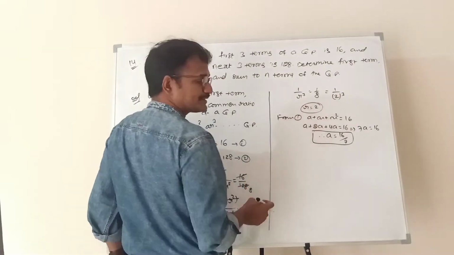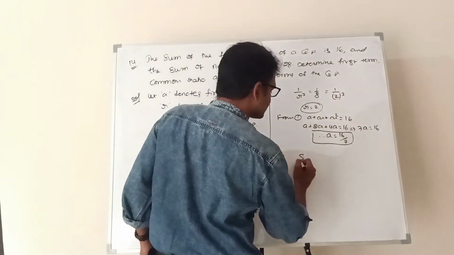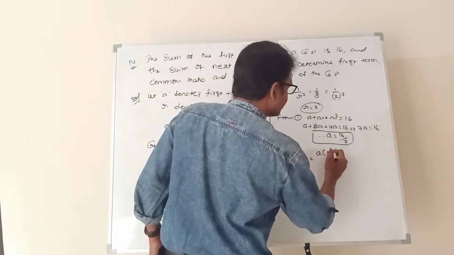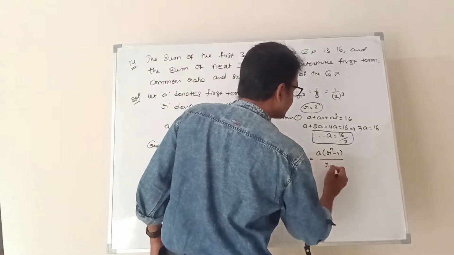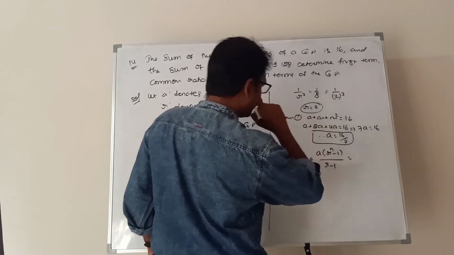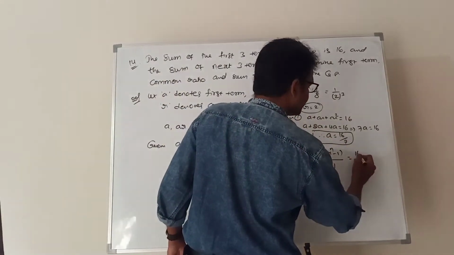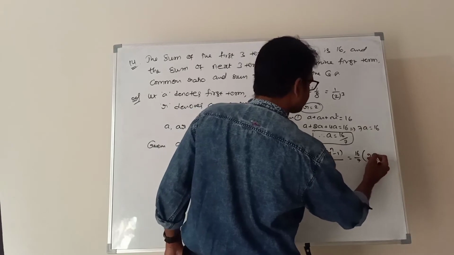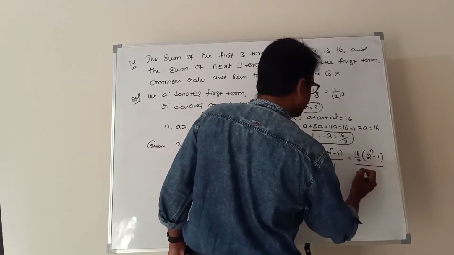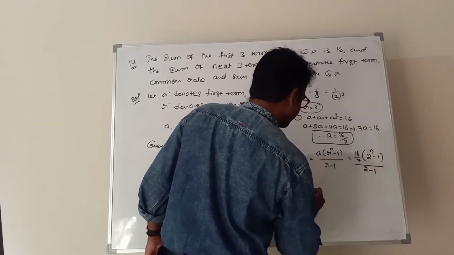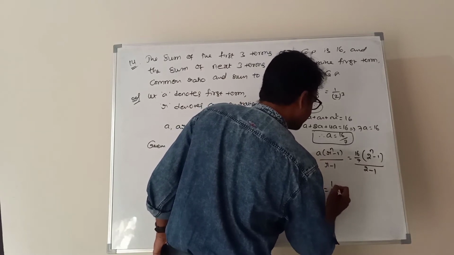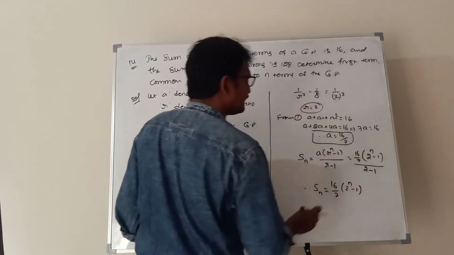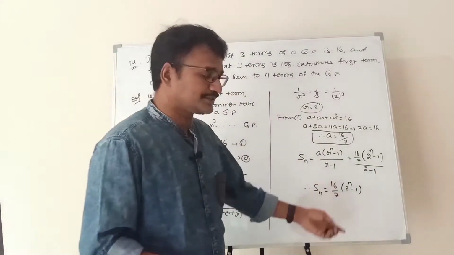Next, find the sum of n terms. Here the r value is more than 1. Therefore, the sum of n terms formula is Sn equals a into r power n minus 1 by r minus 1. That means a into 16 by 7 into 2 power n minus 1 by 2 minus 1. Therefore, the sum of n terms is equal to 16 by 7 into 2 power n minus 1. Dividing by 1 means no need to write.